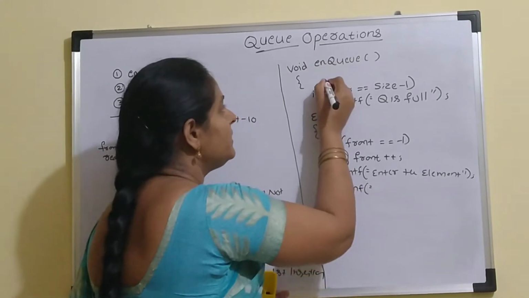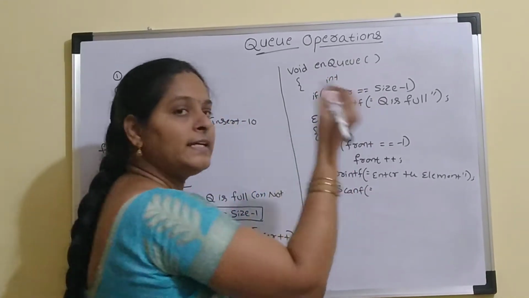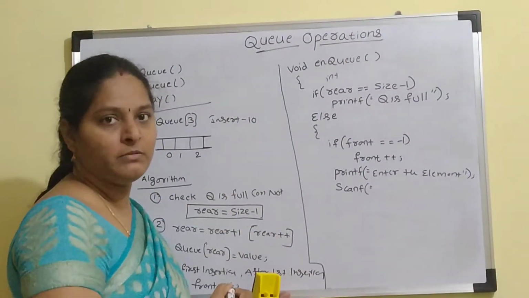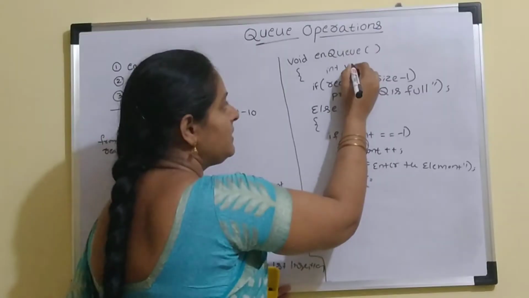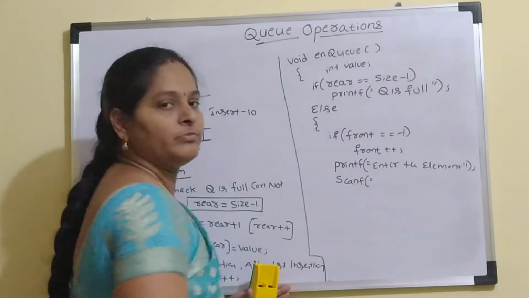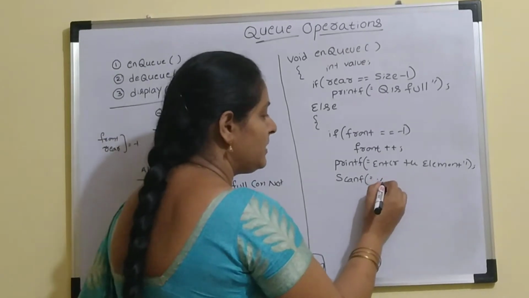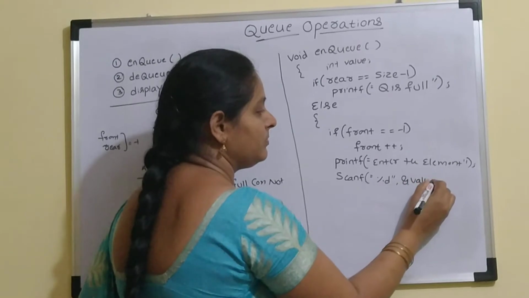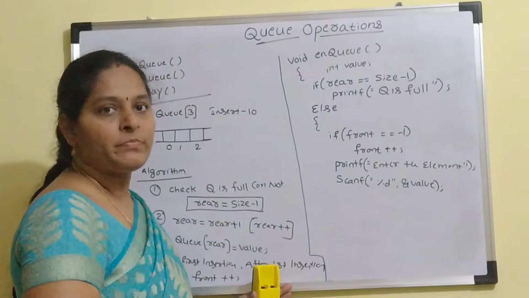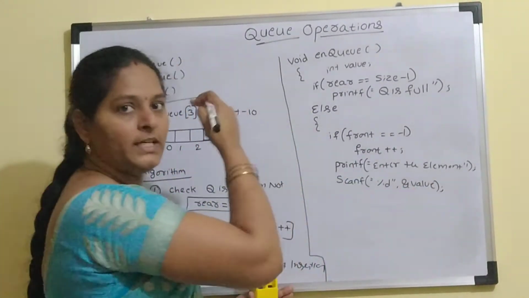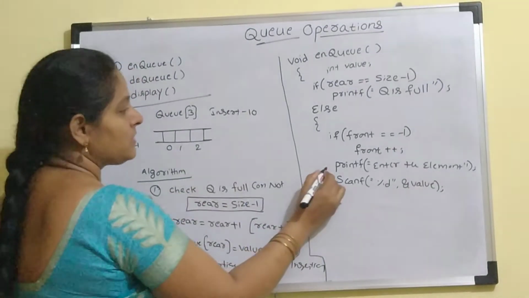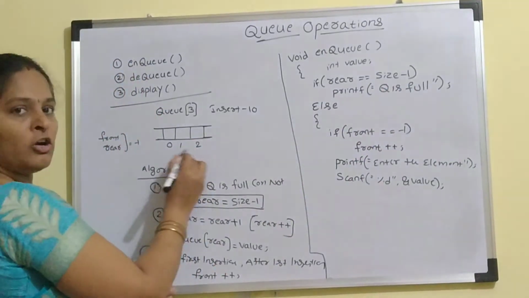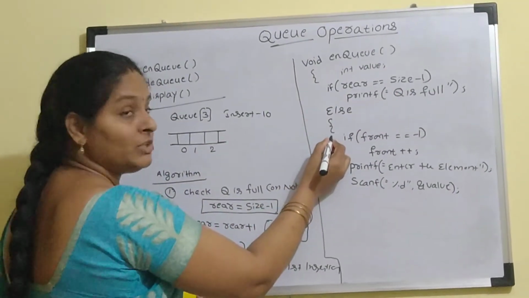Scanf. Now I want to store the element I read from the user in one variable. For that purpose I am taking the variable name as value. So scanf %d ampersand value. Now I want to insert this value into the queue. In this example, first I check whether the queue is full or not. Queue is not full, right? Now I come to the else block.